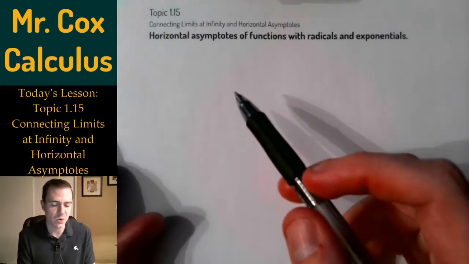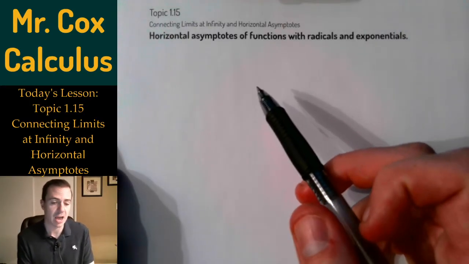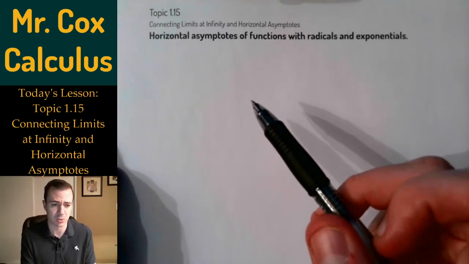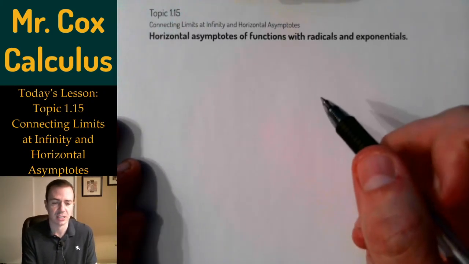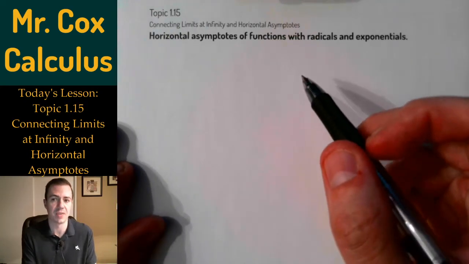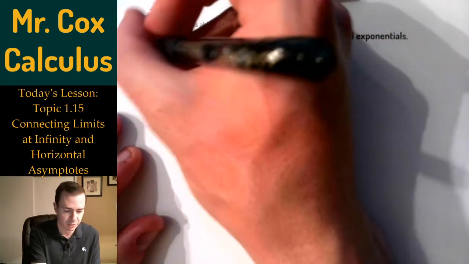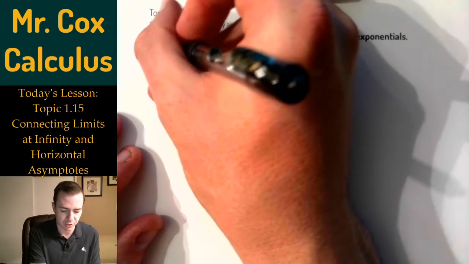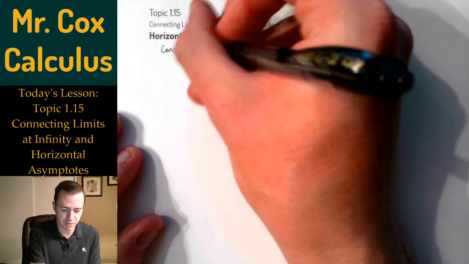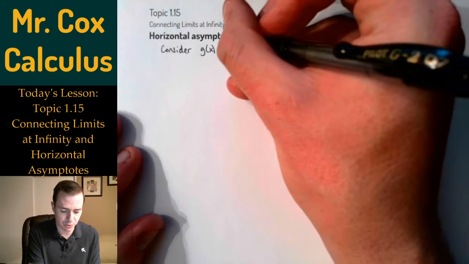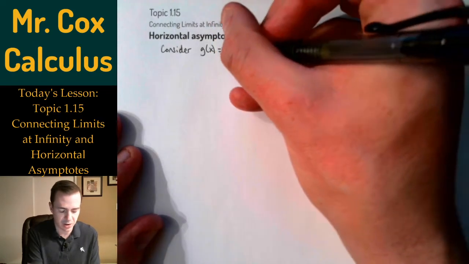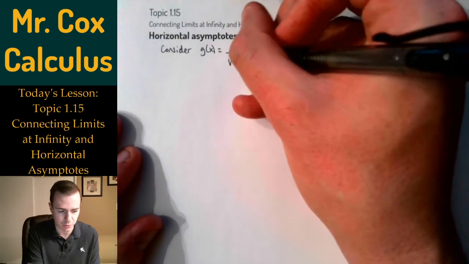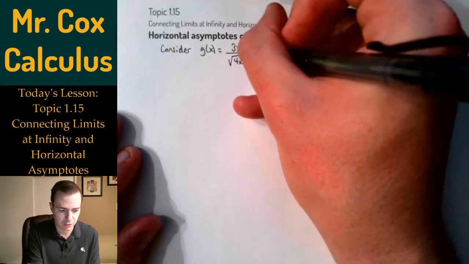Let's take what we learned in the previous video about how to analyze where horizontal asymptotes are, and let's apply it to a couple of more complex functions that involve radicals and then also exponential functions. So let's take a look at the function g of x equal to 3x plus 2 in the numerator, and then in the denominator the square root of 4x squared plus 2.